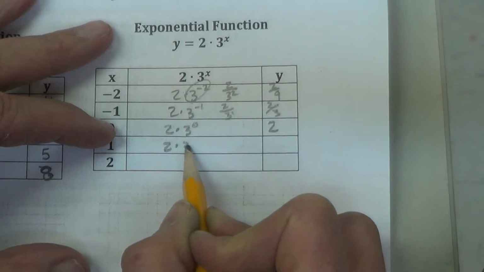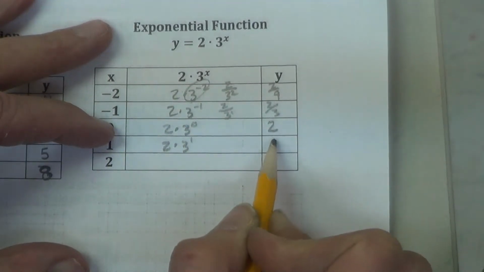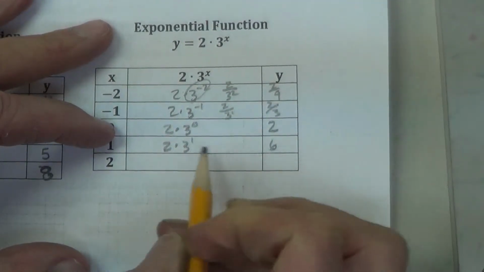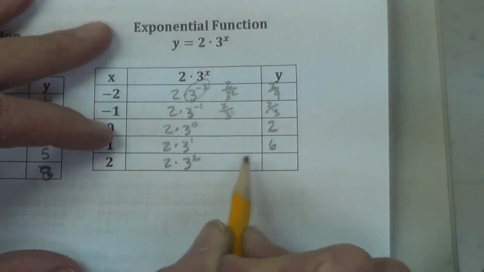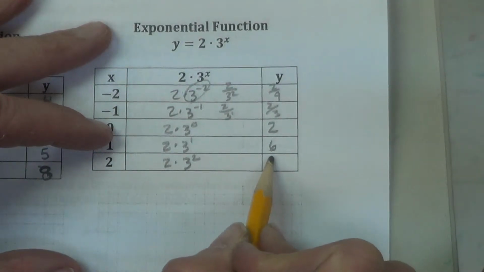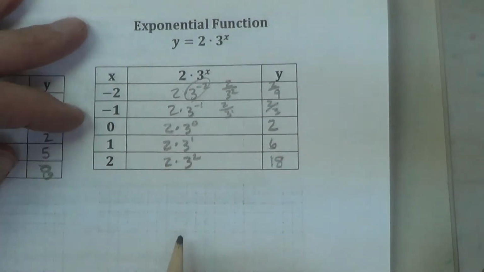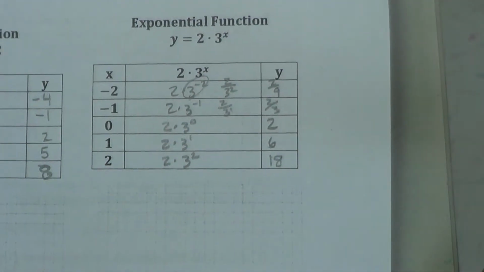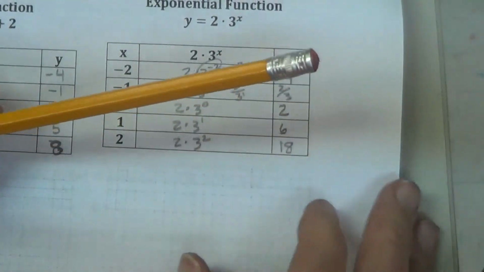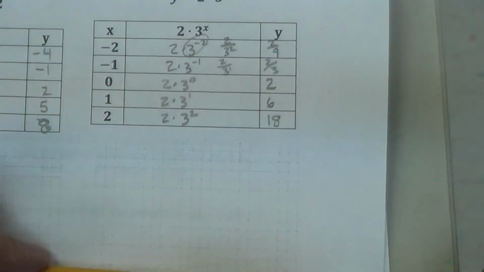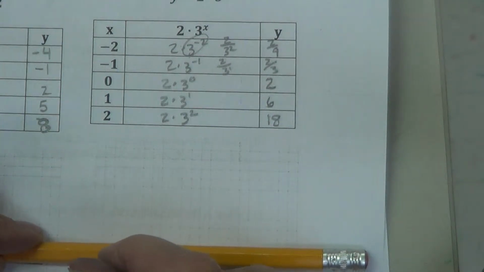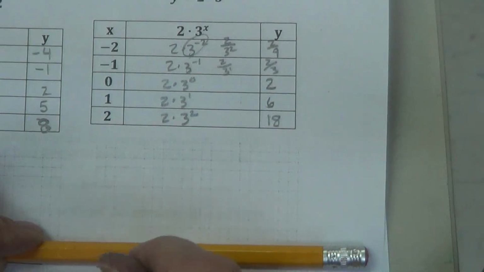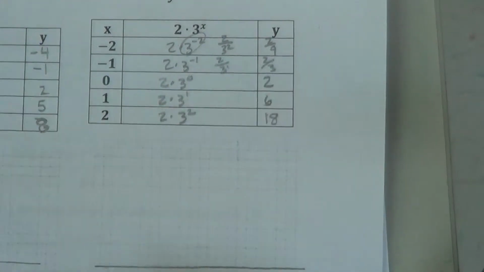2 times 3 to the 1st. 3 to the 1st is 3. 2 times 3 is 6. 2 times 3 squared. 3 squared is 9. Times 2 is 18. So now when we graph this one, put our x-axis about the same height in each of these graphs. Okay.